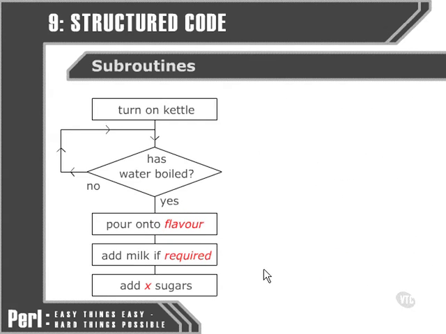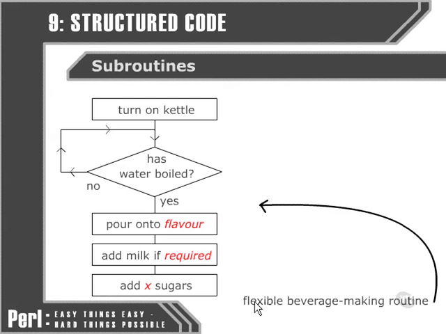Here is a stripped down version of the beverage making routine. Instead of specifying exactly what kind of beverage we're making, we just use a variable here, flavor. The same goes for the milk, which becomes optional, and then we add a variable number of sugars to the drink. So now we've created a flexible beverage making routine.